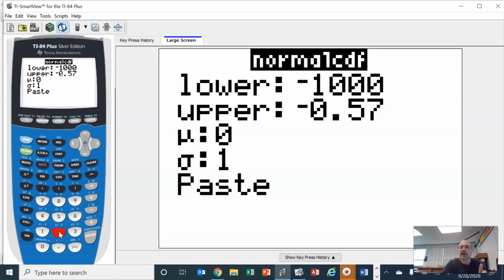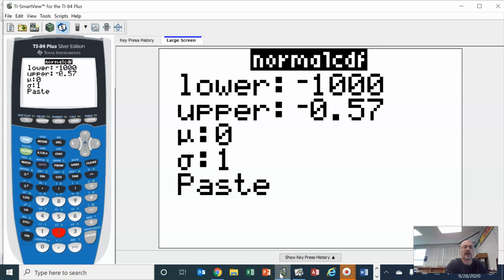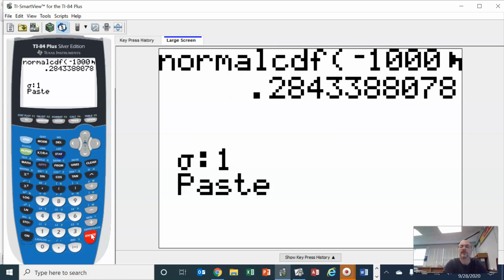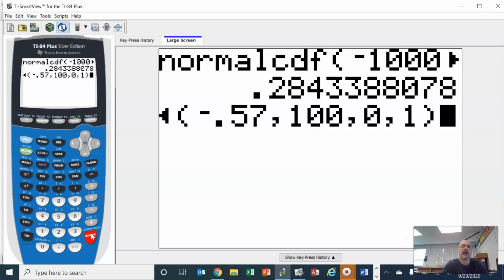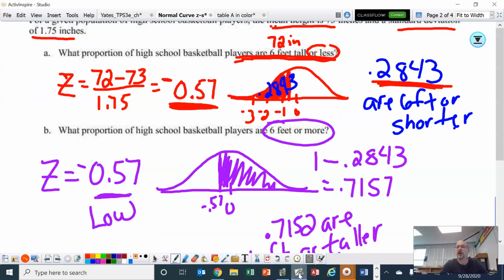Okay, so my lower z value, again, is the negative 0.57 this time. So negative 0.57. And since it shades to the right, there is no upper bound. It goes on forever. I'm just going to pick a big number for my upper. I'm going to put 100. Please practice this at least several times so you get it down. And I paste it in, and voila, 0.71566. Okay, well, let's take a look.